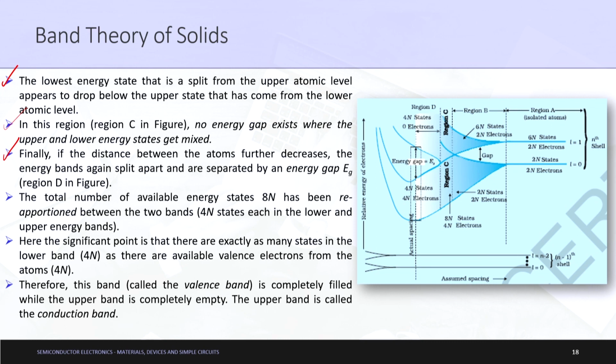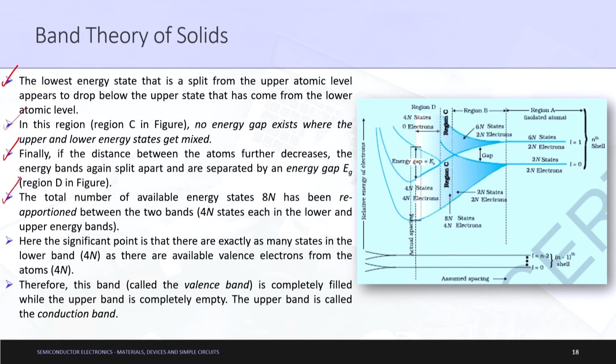So, those 8n energy states are divided into 4n states downwards and 4n states upwards. If you remember correctly, in region A the energy states were 2n states here and 6n states here, but in region D it is 4n states here and 4n states here. That means the division of the energy states has been done at an equal order for region D. So, that is what is explained here: the total number of available energy states has been reapportioned between the two bands, that is 4n states each in the lower and the upper energy bands.